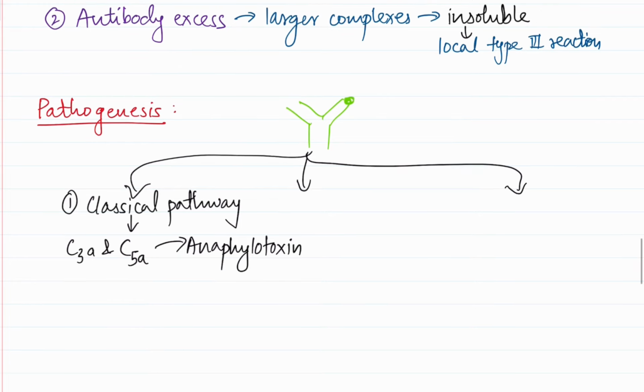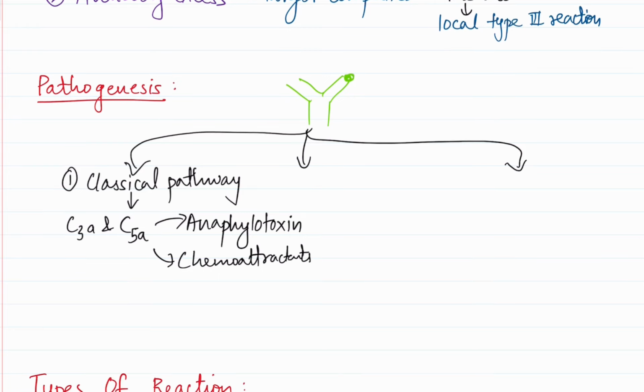C3a and C5a are also chemoattractants. What does that mean? Chemoattractants means they can recruit neutrophils, and that could produce an inflammatory response. These neutrophils can usually phagocytose, but in this condition they will release a large number of granules and cause excessive tissue damage.